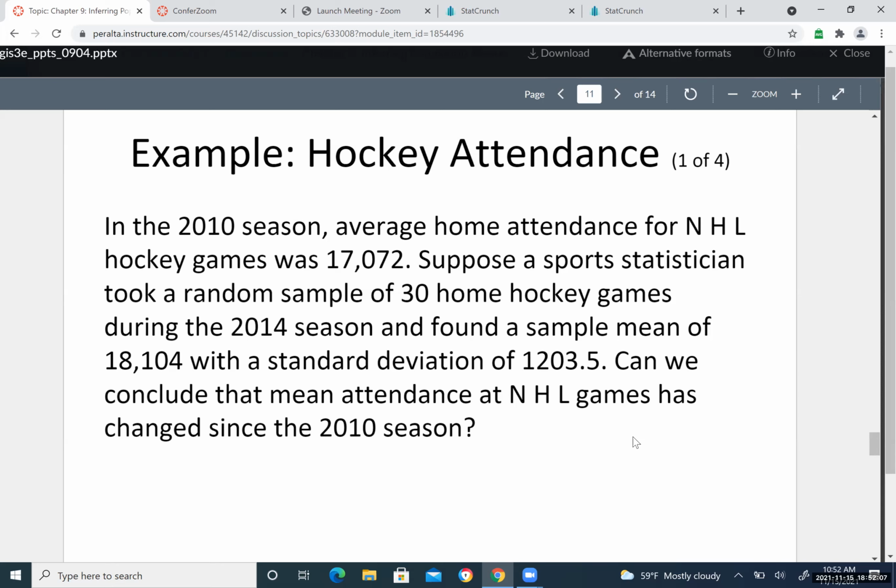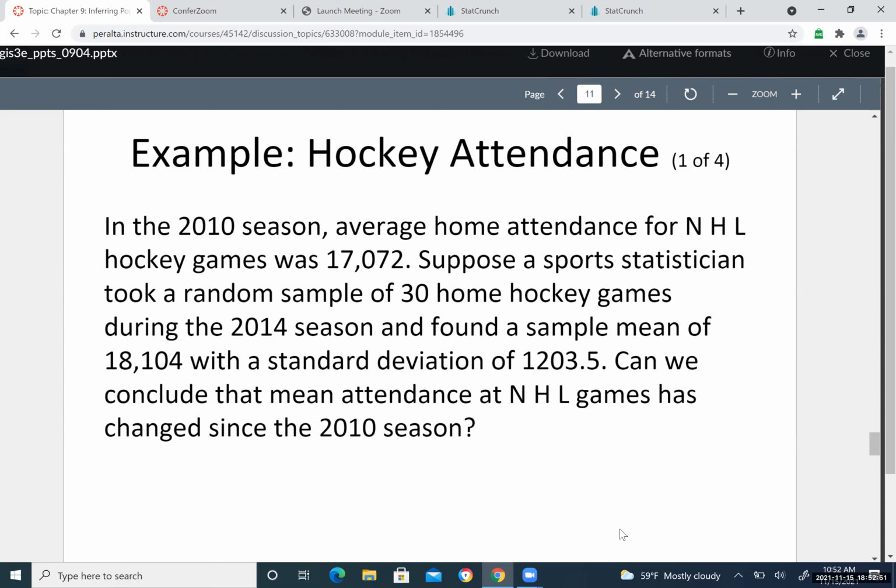So in the 2010 season, the average home attendance for NHL hockey games was 17,072. Suppose a sports statistician took a random sample of 30 home hockey games during the 2014 season and found a sample mean of 18,104 with a standard deviation of 1,203.5. Can we conclude that mean attendance at NHL games has changed since the 2010 season?